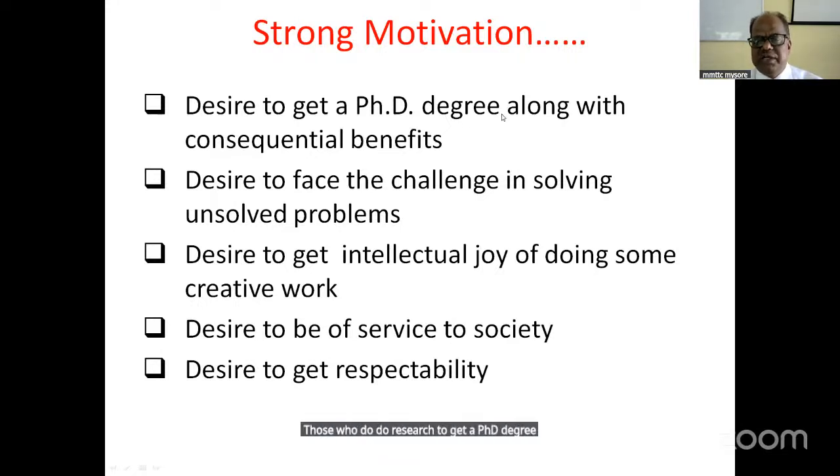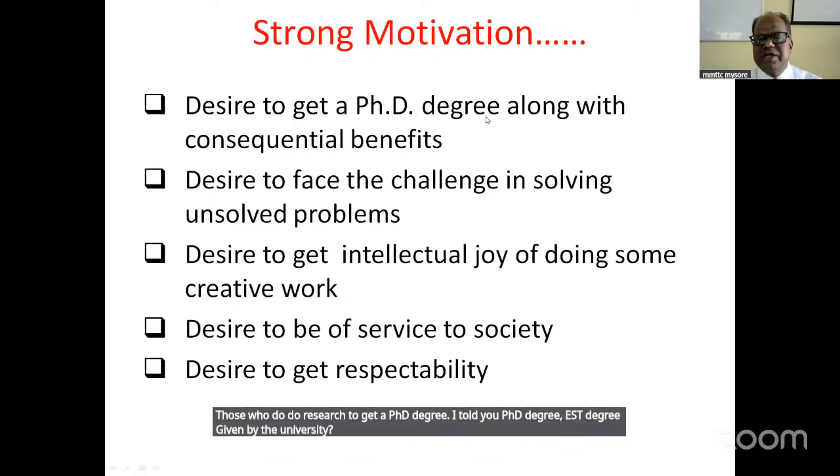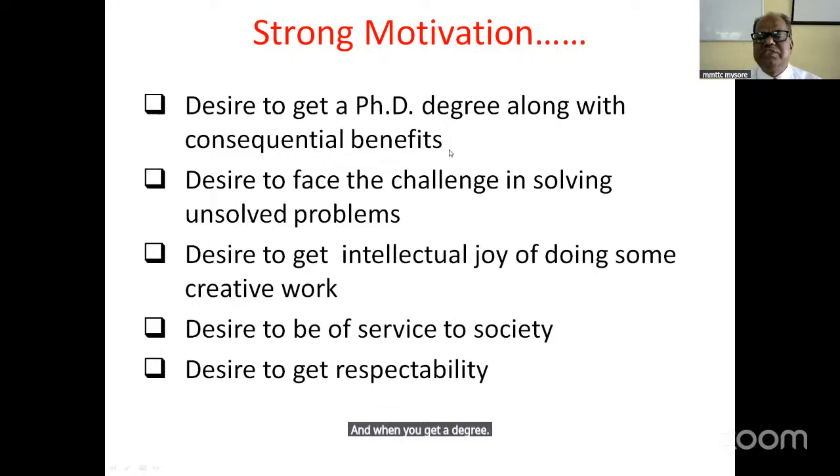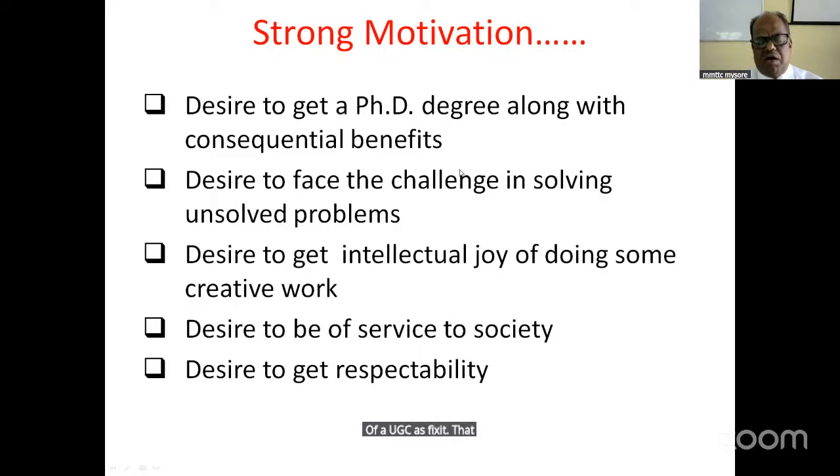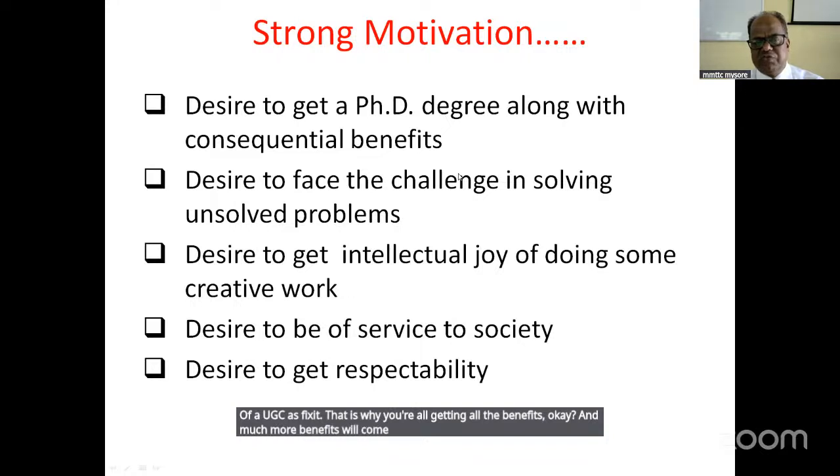I told you, the PhD degree is the highest degree given by the university. And when you get a degree, there will be consequential benefits. Many are getting UGC salary because you are all eligible; you have the qualifications as fixed by UGC. That's why you are all getting all the benefits. And much more benefits will come later. So if you have a PhD degree, you will be respected.